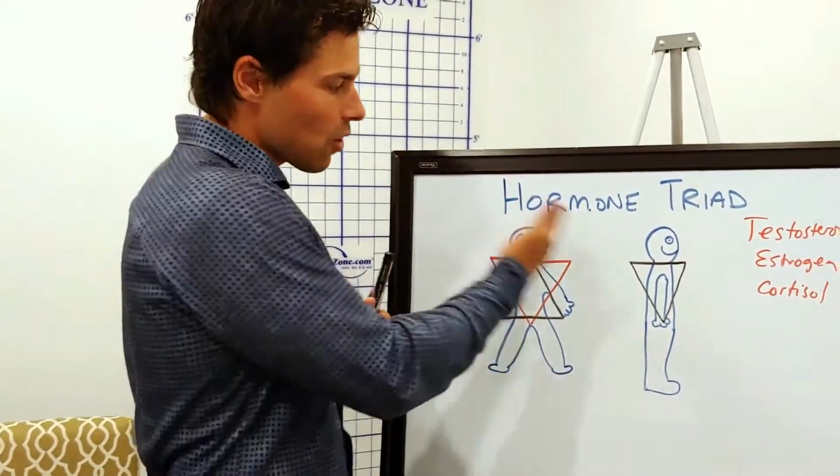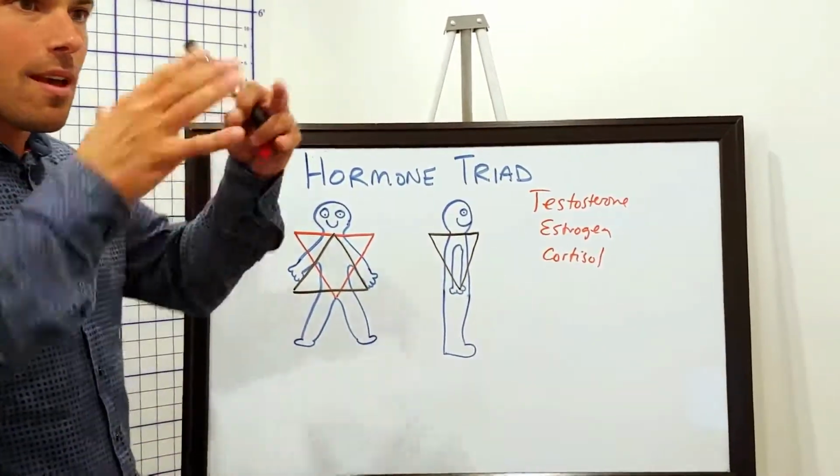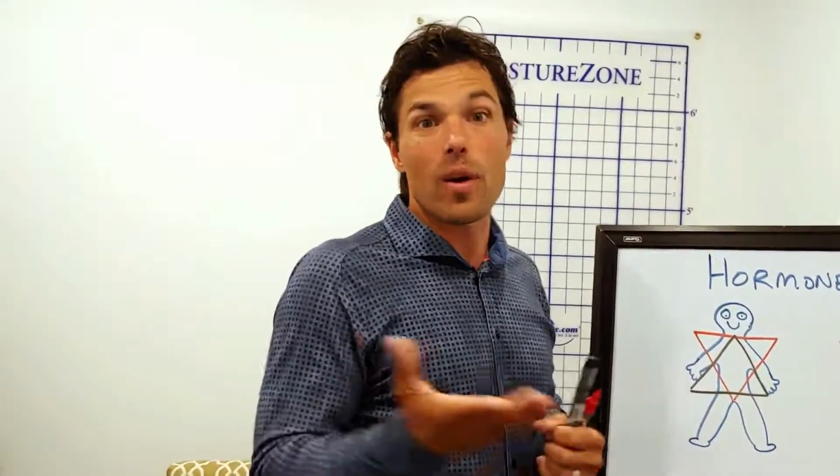So again, just take a quick peek. There's three triangles. Just see if your body architecture seems to be fairly symmetrical or if you seem to be dominant. It's just a good way to do a quick assessment.